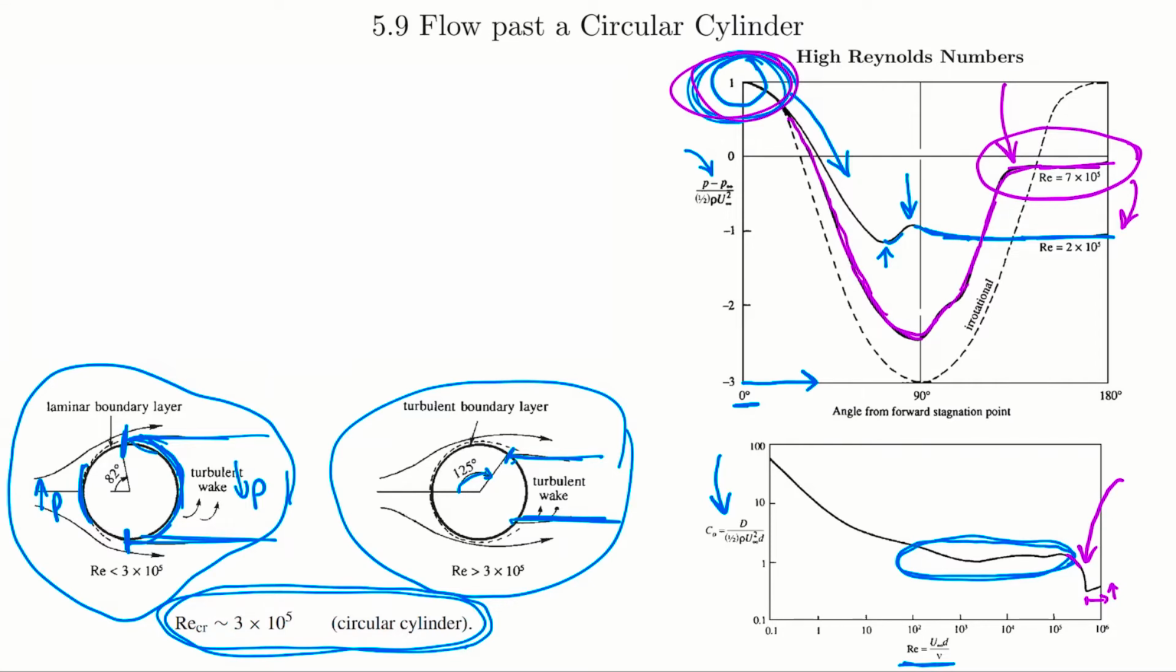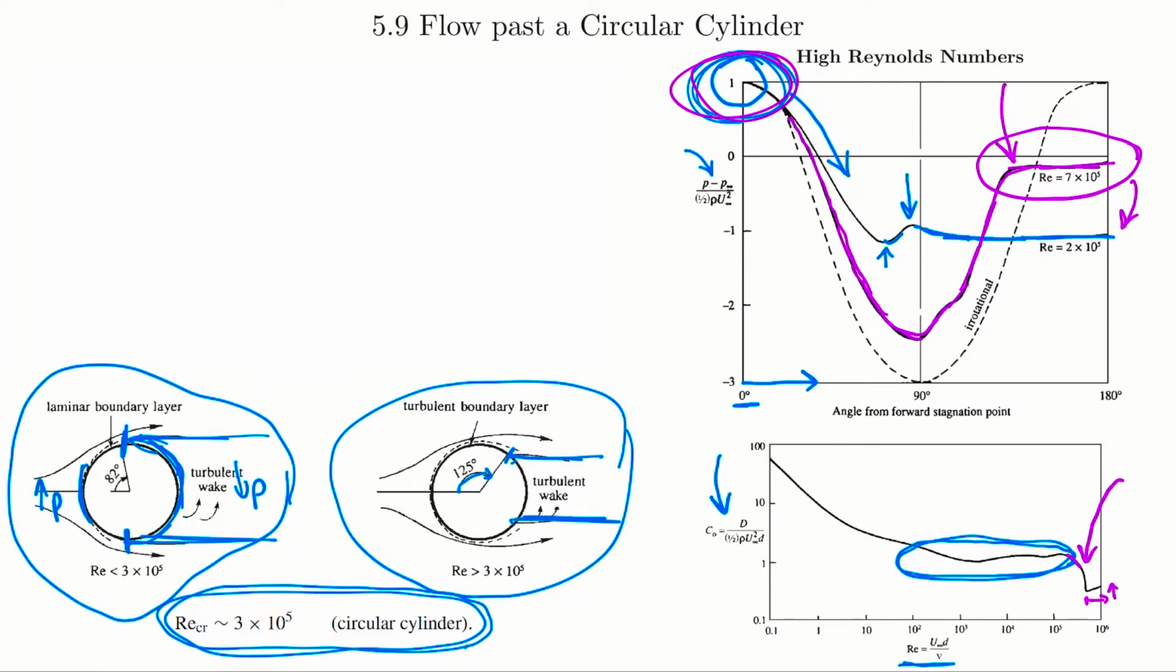Now the critical Reynolds number, where this boundary layer has this transition, is affected by 2 factors: the intensity of the fluctuations that exist in the approaching stream and the roughness of the surface. An increase in either one of those decreases our critical Reynolds number. That value of 3 times 10 to the 5 is valid for a smooth circular cylinder at low levels of fluctuation.